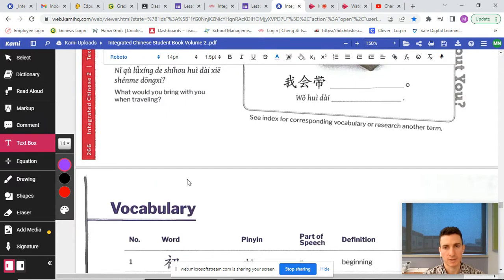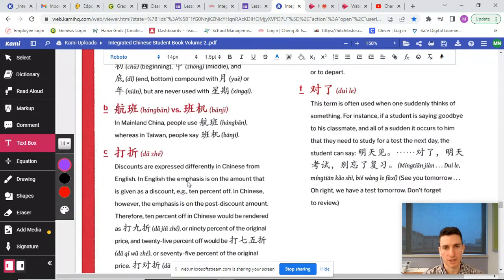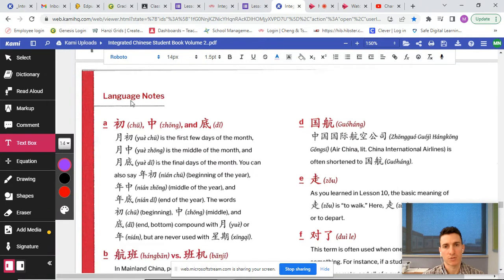That's volume 2, fourth edition of Integrated Chinese. All right, and I actually want to go over the language notes, which is technically vocabulary.